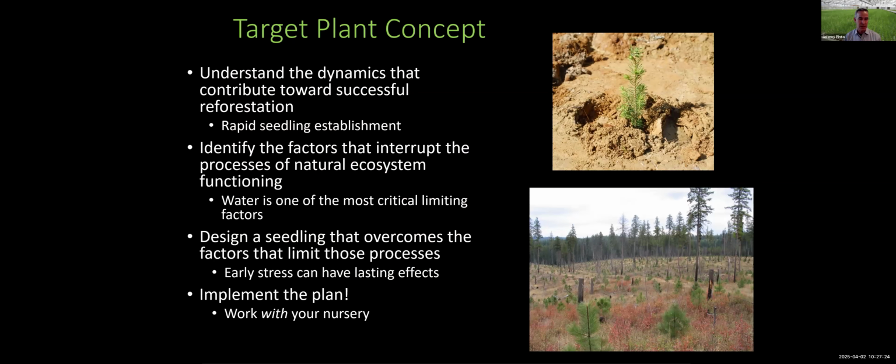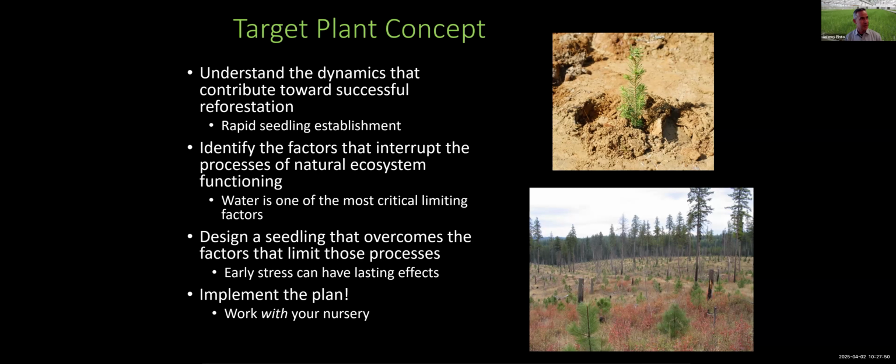The target plant concept helps us understand the dynamics that contribute to successful reforestation, or in this case, rapid seedling establishment. I like to think of this as an opportunity to identify the factors that interrupt the processes of natural ecosystem functioning, or what are those things that, like Josh mentioned, what are those things that want to kill my baby trees?